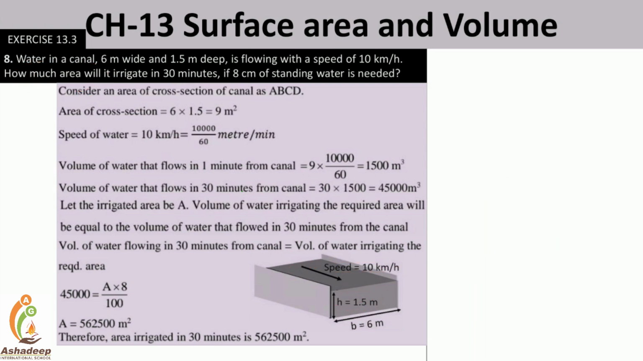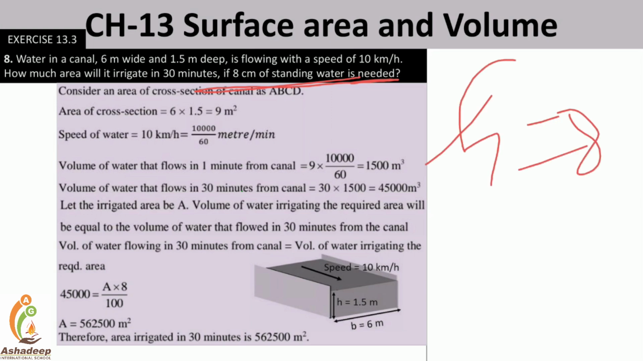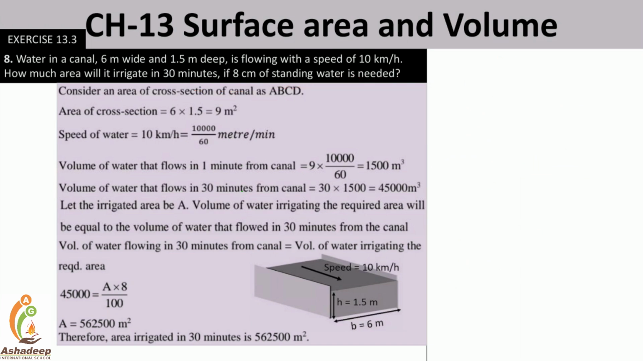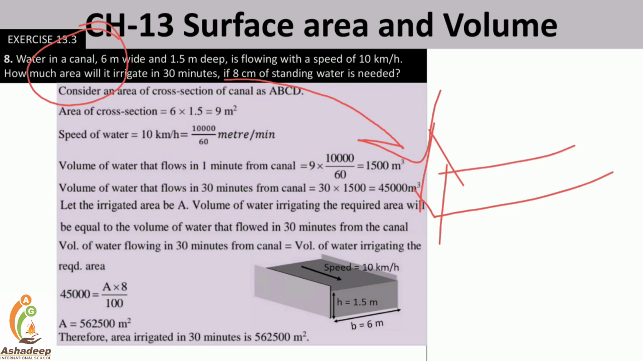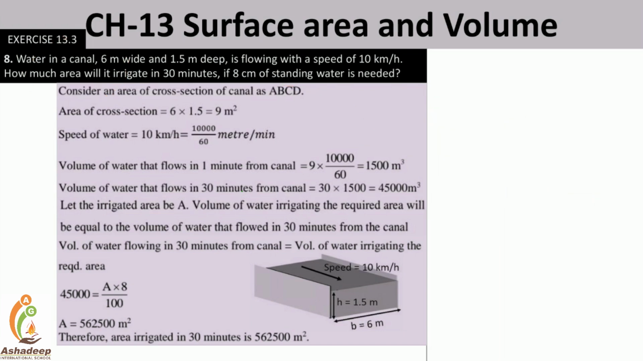So we need to find L into B in 30 minutes of time. If 8 centimeters is the standing height, so H is given as 8 centimeters, and we need to find out L into B. The water is coming out from the canal and converted into the form of a cuboid. So it is a conversion of one shape into another shape, from one cuboid to another cuboid, but both have different heights. Okay, now let's move ahead.